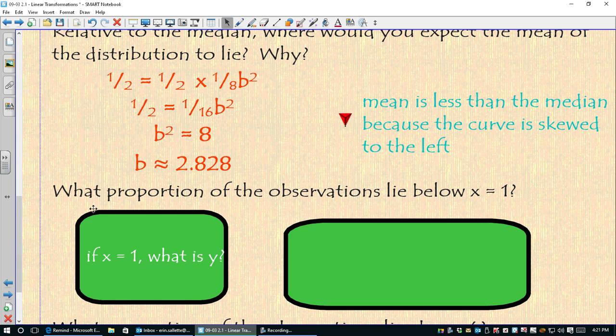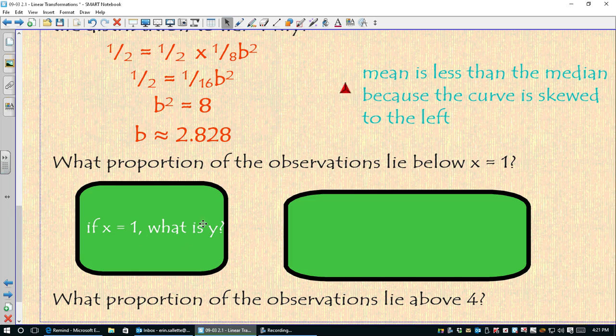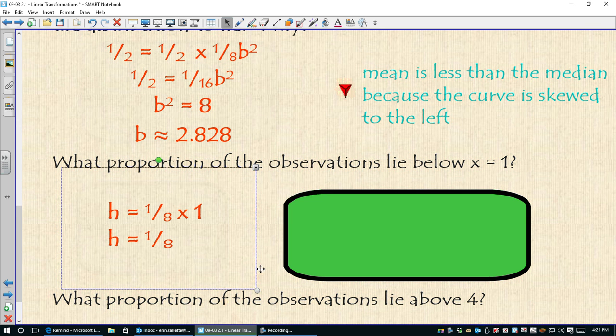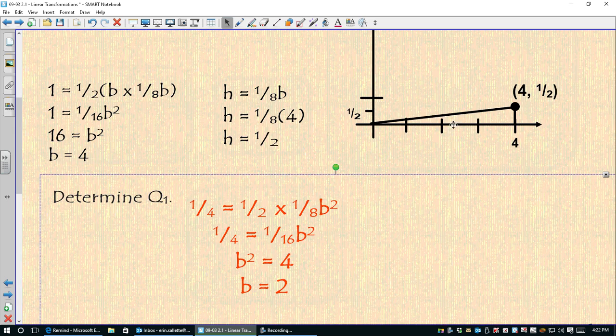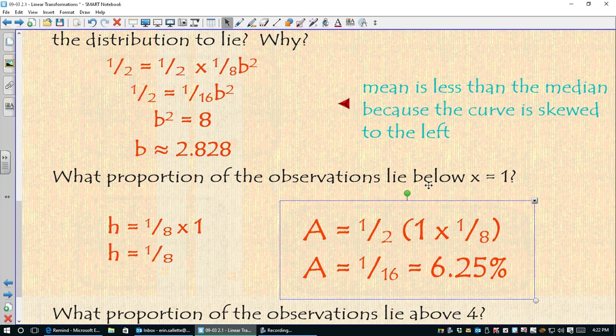What proportion of the observations lie below x equals 1? So what proportion is this little piece worth? Well, if x is 1, what is y? Y is 1/8. Remember, y is your height in your triangle. We're just cutting these up into smaller and smaller triangles, remember? Okay, so now, returning to my area, I'm going to put my height in as 1/8. And I'm going to find that 6.25% of the area is to the left of 1.